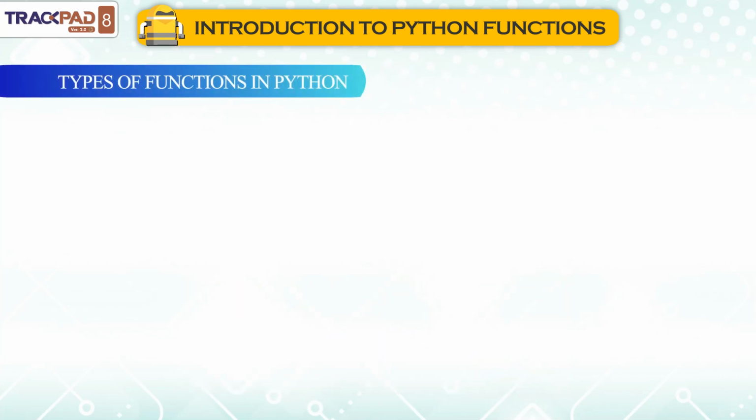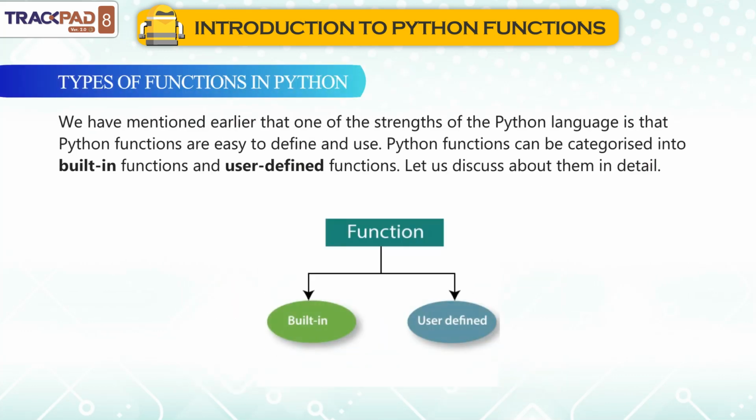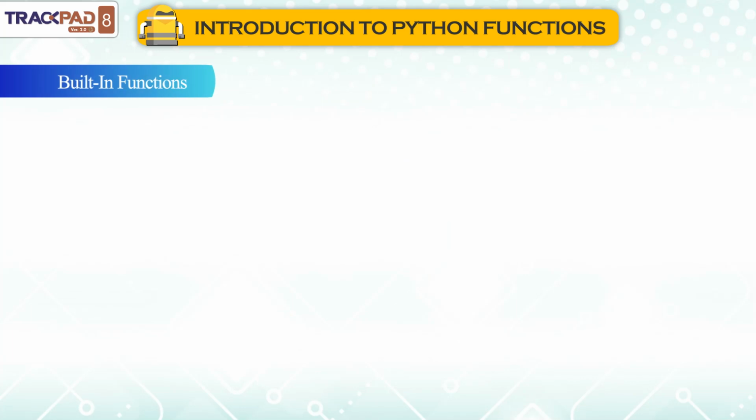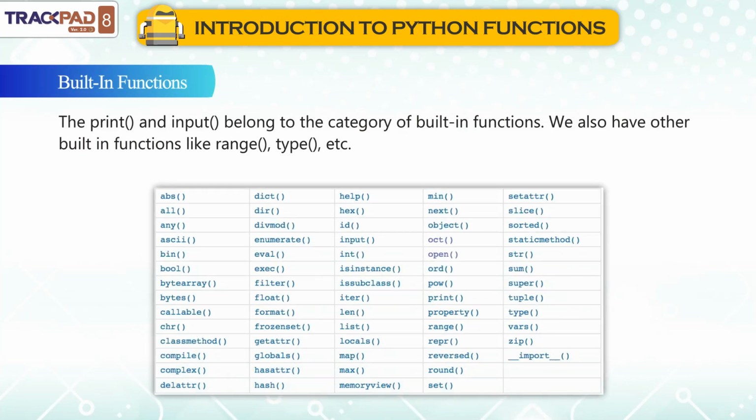Types of functions in Python. We have mentioned earlier that one of the strengths of the Python language is that Python functions are easy to define and use. Python functions can be categorized into built-in functions and user-defined functions. Let us discuss them in detail. Built-in functions. The print and input belong to the category of built-in functions. We also have other built-in functions like range, type, etc.